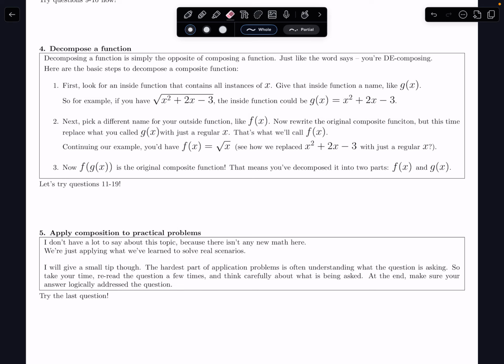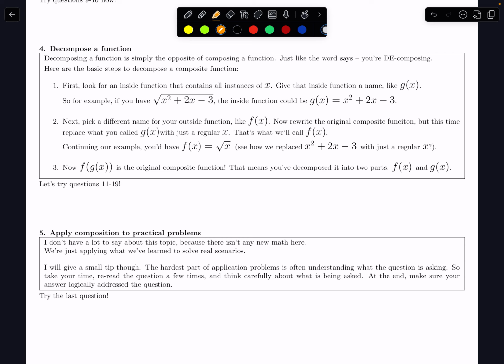Okay guys, here we go. This is video number 4 for this section, and in this video I'm hoping to wrap everything up. We've got 2 more topics to cover, but decomposing functions, I kind of feel like it's a little faster, at least. I don't know if easier, but it's faster. And then just one application problem at the end.